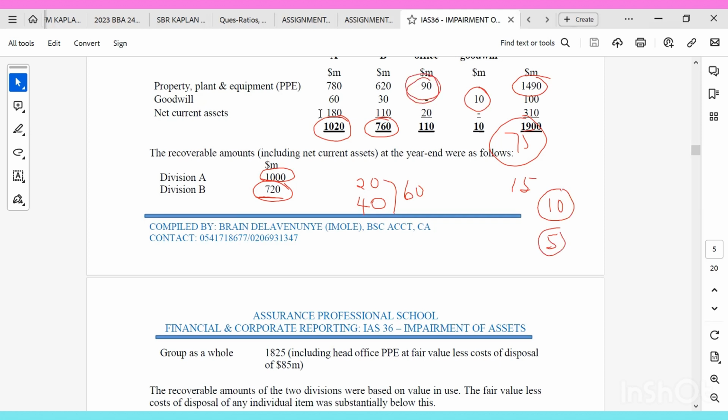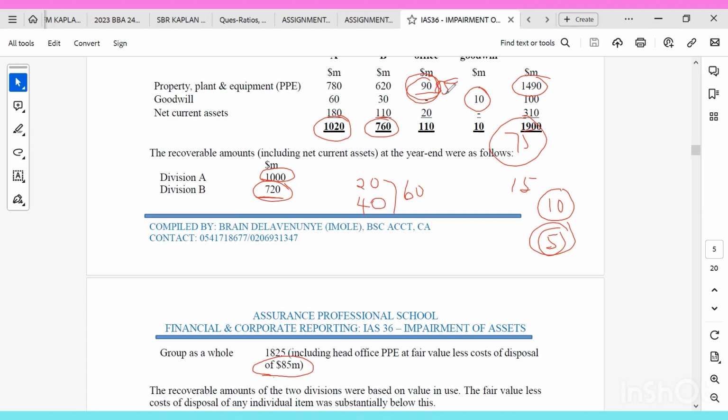But the question also says that the head office PP is included at a fair value less cost of disposal of 85. So even without doing this, the PP is going to be impaired by 5, which is the difference of the 5 over here. So you only make this one 85. That is the difference. So this is how we do the testing for the corporate assets.